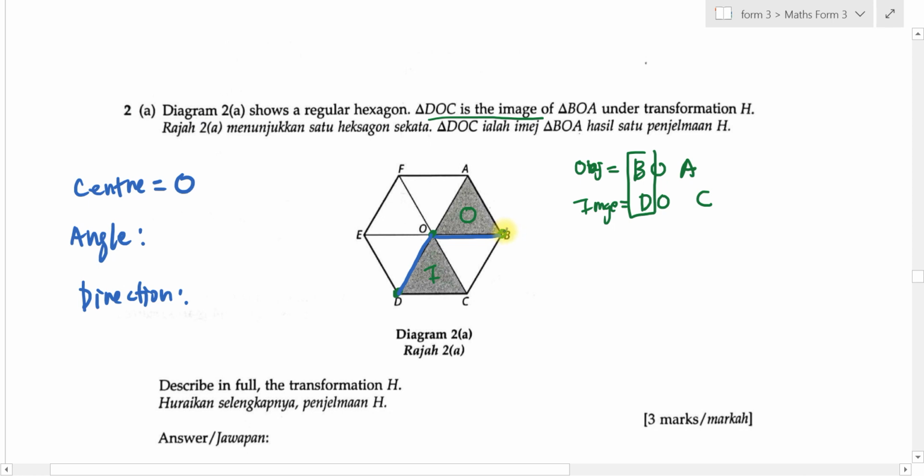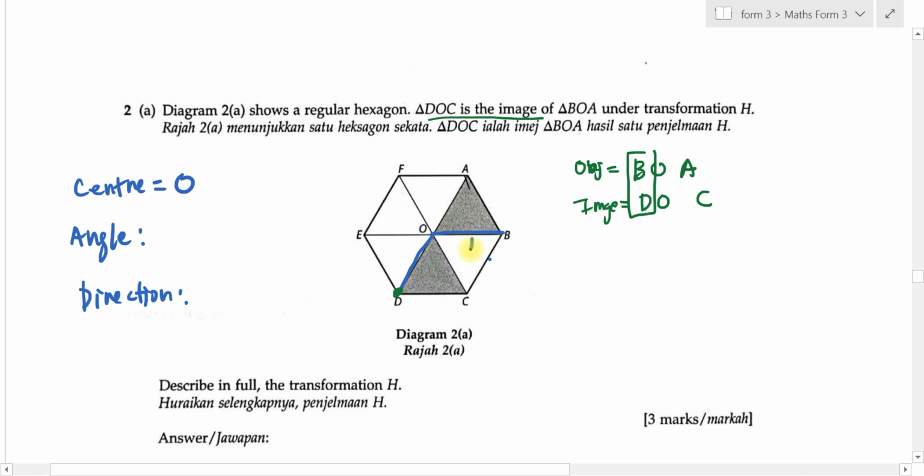If B is here, then by translation the image of B must be C, and all the matching points must be correct. A must match O, and O must match D. It is not the same, so this is definitely not a translation. That's why I decided this is a rotation. Then for clockwise or anti-clockwise, it's very simple.